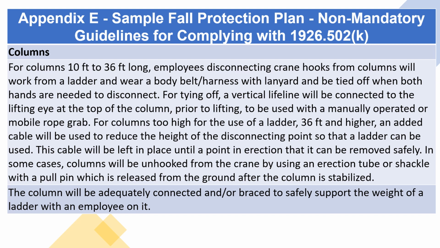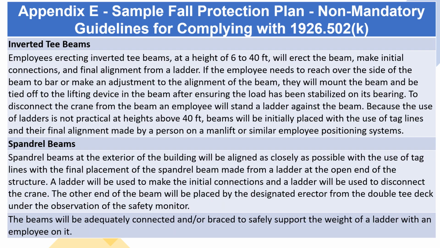In some cases, columns will be unhooked from the crane by using an erection tube or shackle with a pull pin which is released from the ground after the column is stabilized. The column will be adequately connected and/or braced to safely support the weight of a ladder with an employee on it.